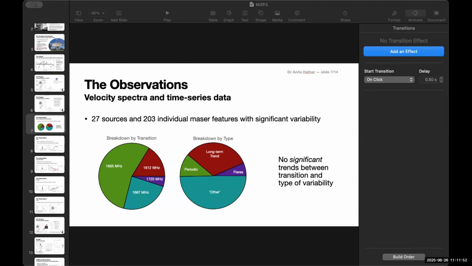The 1720 is a really different animal. And I promise you, the ones that I've looked at, they always seem to do something different than the others. And yet they're in the same star forming region. And I'm thinking, how is this possible? But they seem to. So there's that.